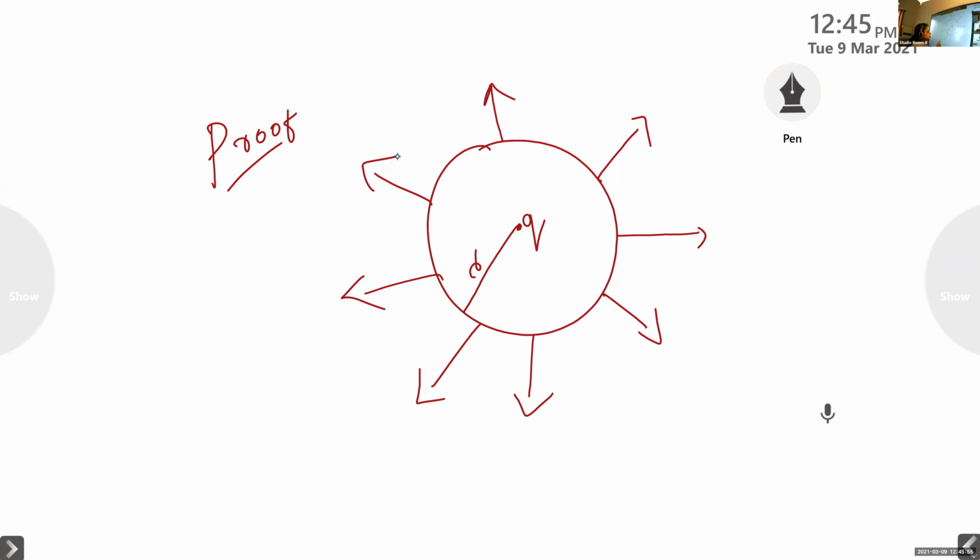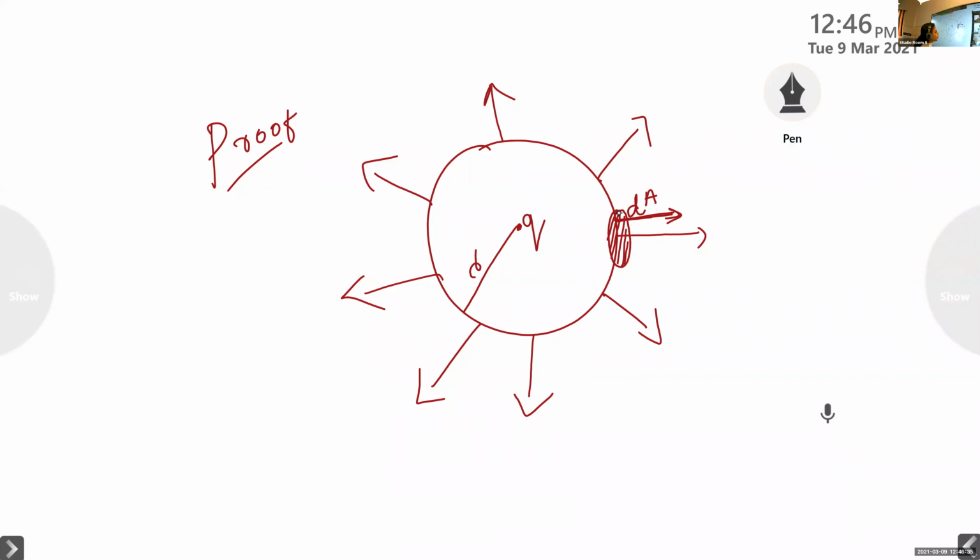Now we can consider a small area anywhere on the spherical conductor. Suppose I consider a small area on this portion of the spherical conductor, and that small area is given by dA. And what is the direction of this area? The direction of the area vector is always normal to the surface. So the direction of dA is normal to the surface of the spherical conductor.